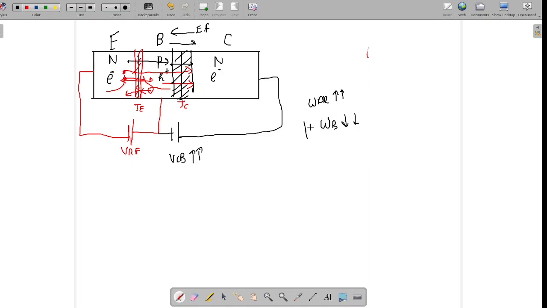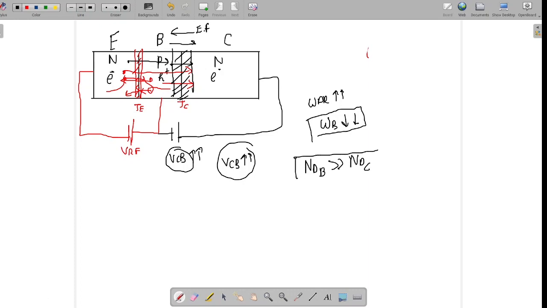But we cannot make the width of base very small. So for that, we want the effect of VCB to be less in the base region when we increase VCB, so that the base width will not reduce much. It means that the effect of VCB will be more in the collector region and less in the base region. Then how can we achieve that? We can achieve that by making doping of base region higher than doping of collector region.